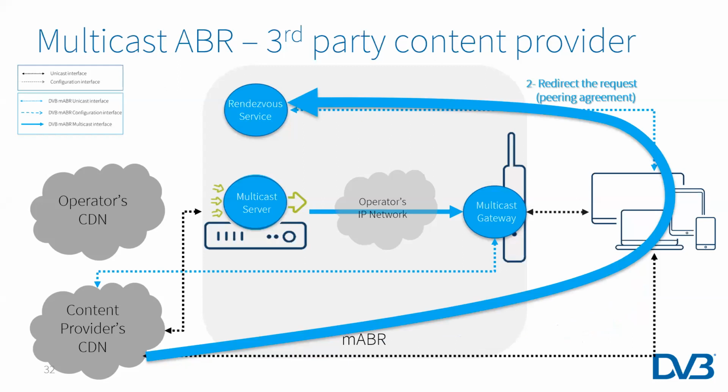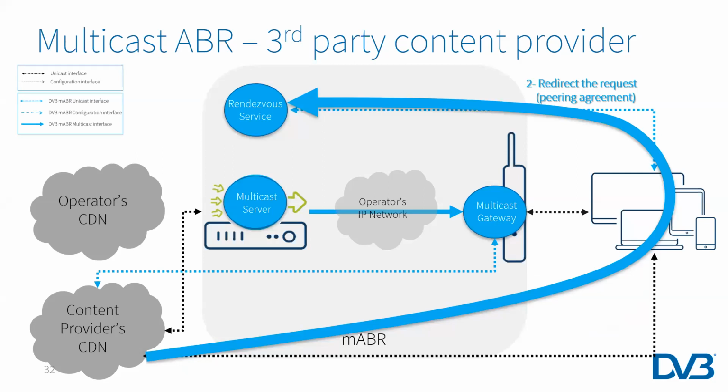So it redirects the request, and once the request has been redirected, the rendezvous service will check that this request comes from an authorized content provider. Remember the optional parameters I've talked to you about. Thanks to these optional parameters, the rendezvous service can check and authenticate the content provider, and then it continues to work as I already described to you.